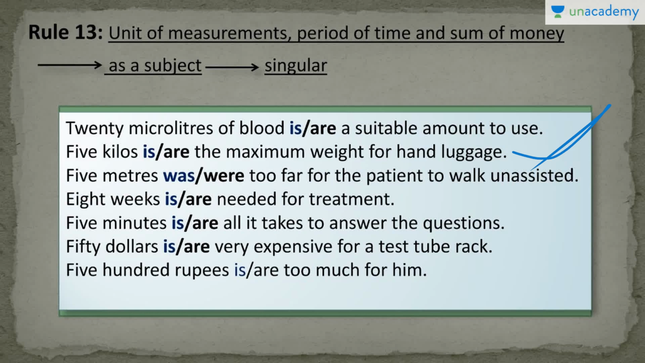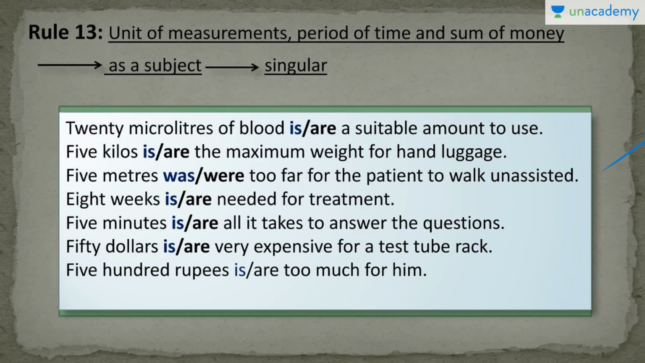Next, 5 meters was or were too far for a patient to walk unassisted. Okay, again in this sentence you can see meters, it's a unit of measurement, and as long as a unit of measurement is used as a subject, it has to be considered as singular only. And since this is singular, the verb will be singular, therefore I would choose was, and the correct sentence would be 5 meters was too far for the patient to walk unassisted.